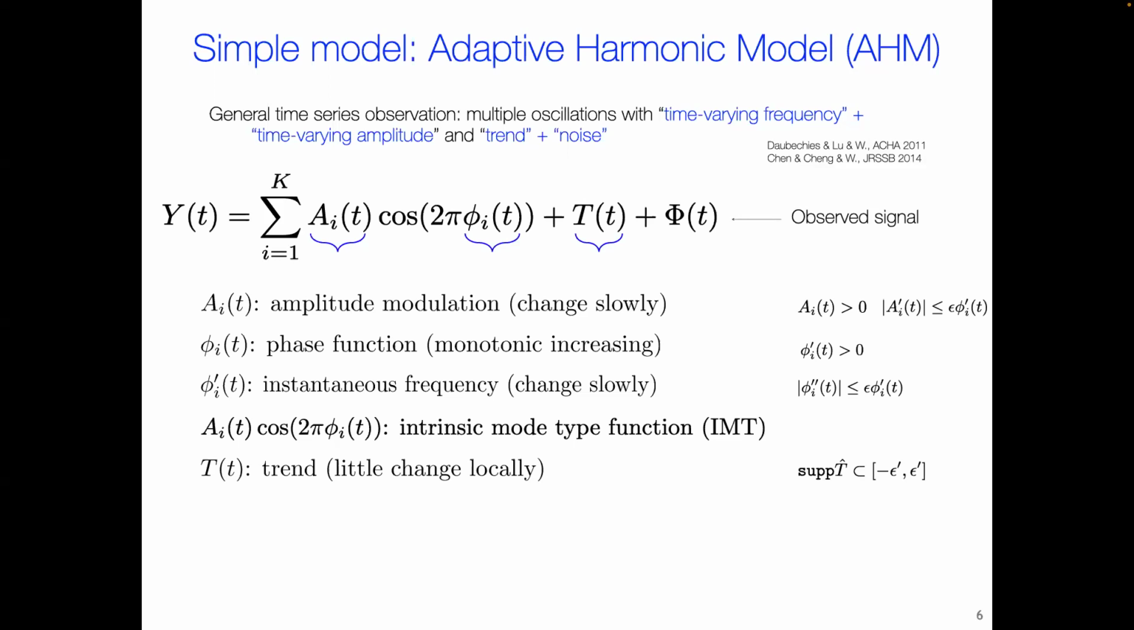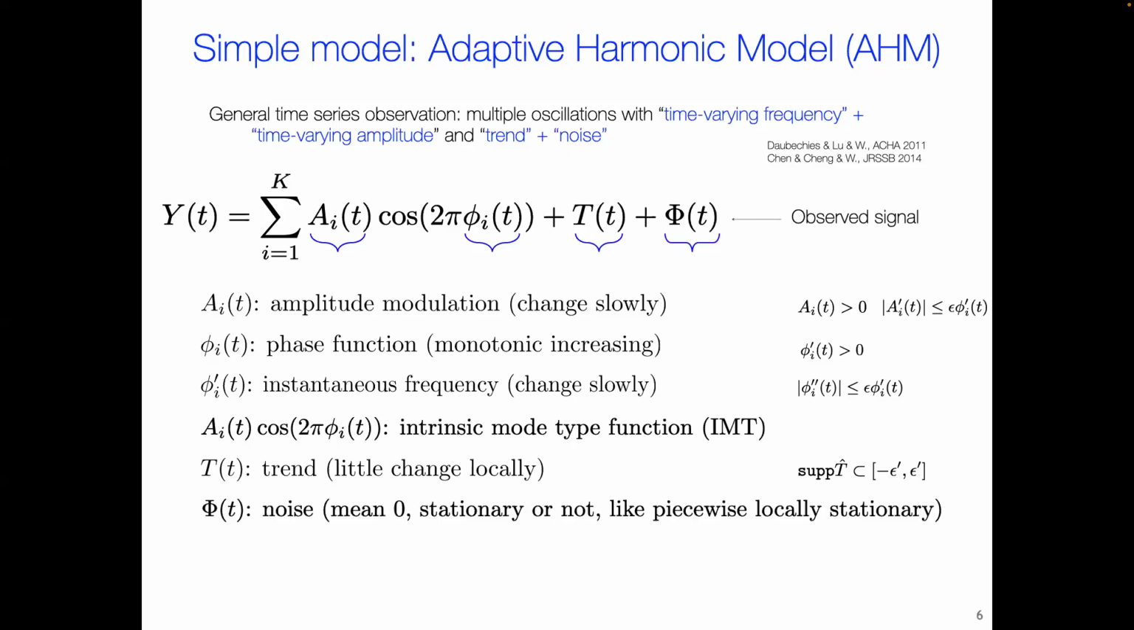And T is a trend, which we assume changes locally. Mathematically, it can be quantified by taking the Fourier transform, in the distribution sense, and considering the support, which is next to zero, which means it just changes slowly. Okay, that is the definition of trend. And you have Φ, which is noise. Usually we assume the mean is zero. It can be stationary or not; it can be non-stationary, and can satisfy something crazy if you like. But in this talk, we will focus on the stationary case to simplify the discussion.